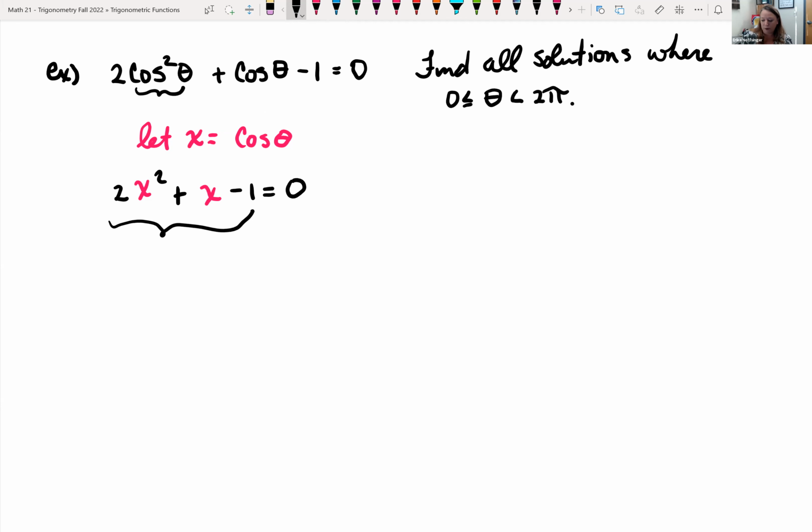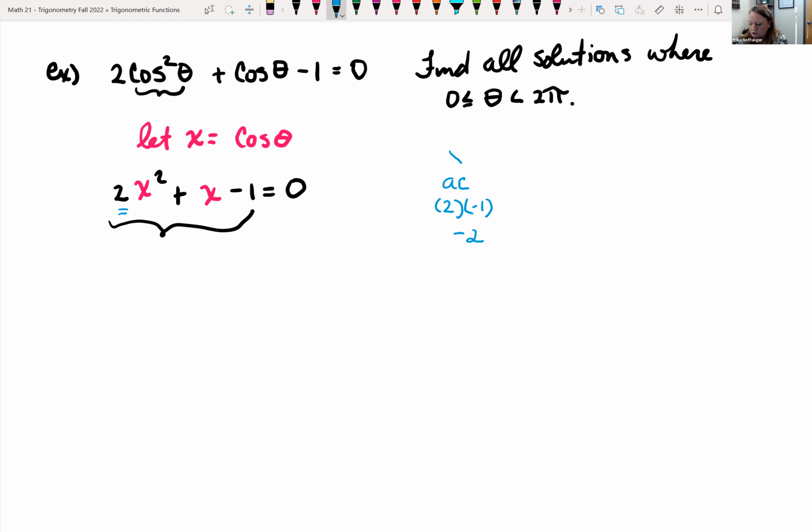So I'm trying to factor and set each factor equal to 0, or I could use the quadratic formula or completing the square method. But looking at this, I would see if I could factor it first. And my value of a is not 1. So this is where I tend to like to use the AC method, where I look at my a value, the value in front of x squared, which is 2, times my constant, which is negative 1. So AC is 2 times negative 1, which is negative 2.